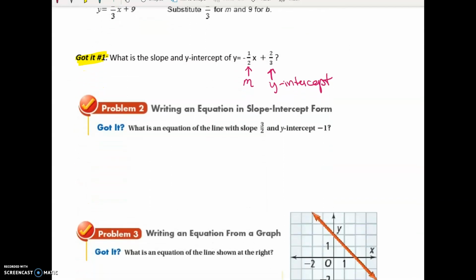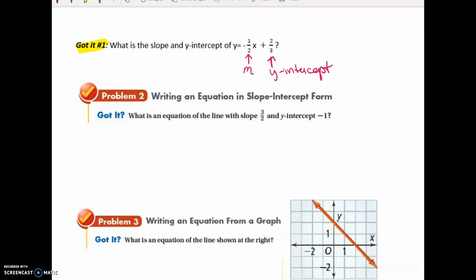Our next part is writing an equation in slope-intercept form. So taking your slope and your y-intercept and plugging it in. So for this equation, we would have y equals, our slope is 3/2, so we would plug that in for m. And then our y-intercept is -1, so I would just go ahead and say -1. So following that equation, y equals mx plus b.